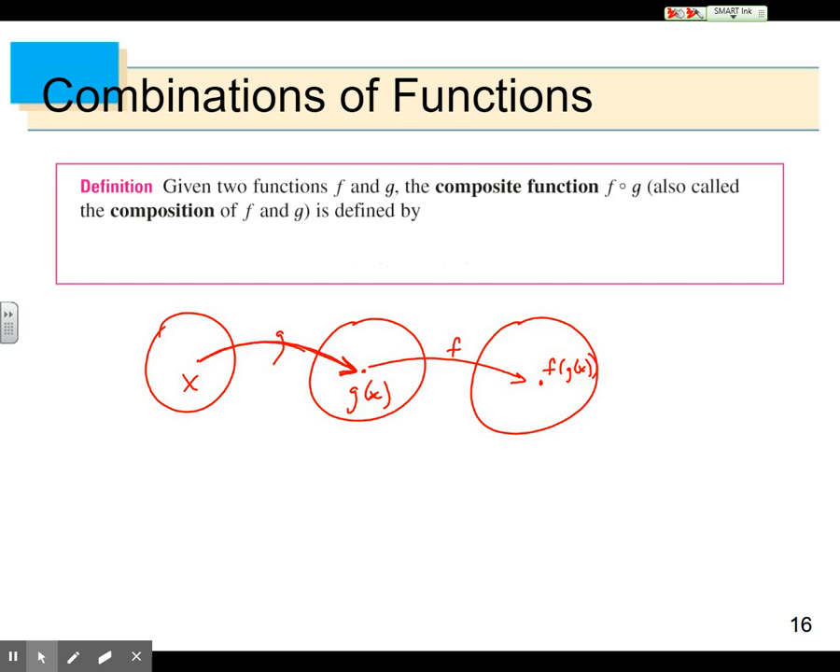So I'm mapping it twice. I'm doing two functions on it, okay? And so the way that we write it is we can write f of g of x just like you saw it down here. Or the way the book's going to write it is f of g of x.